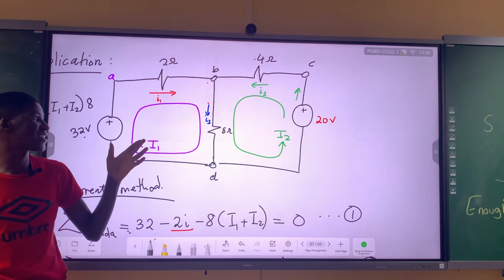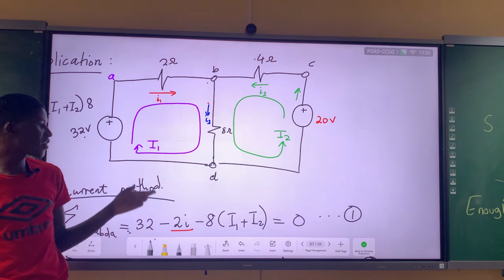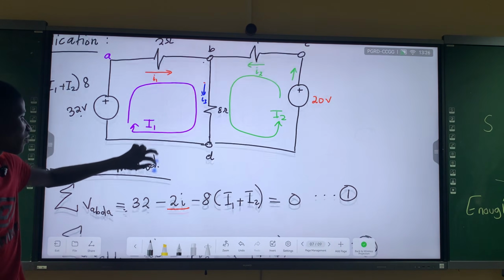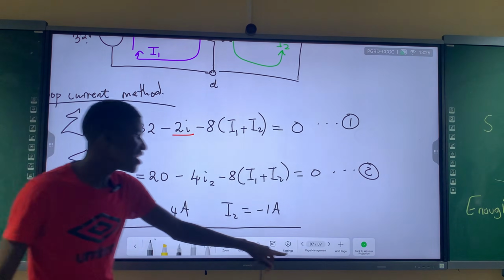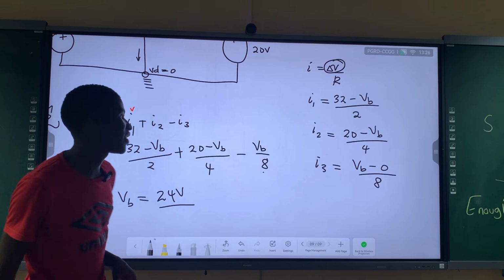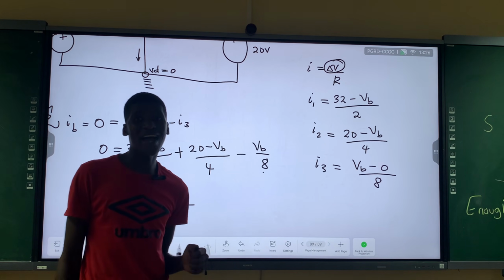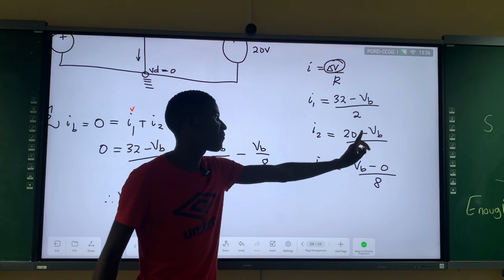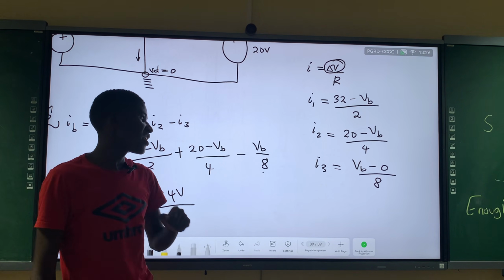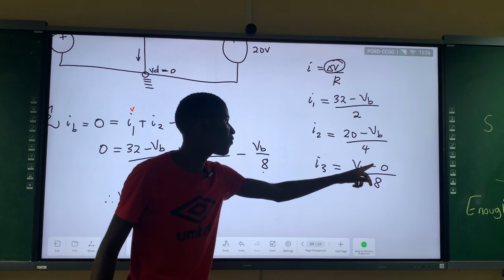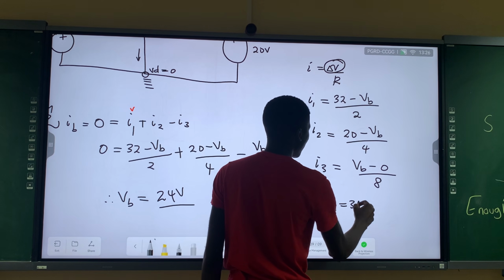If it's the same circuit, yeah, it's the same circuit. So last time, the current I1 was 4 amperes, I2 was what? -1. If you use this method, you should get the same thing as well. If you say 32 minus 24 over 2, you must get I1. If you say 20 minus 24 over 4, you must still get I2. I3 will be what? 24 minus 0 over 8. That's going to be 3 amperes.